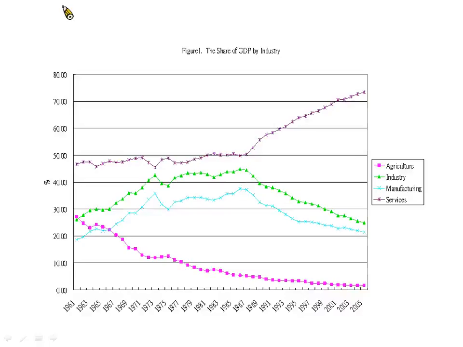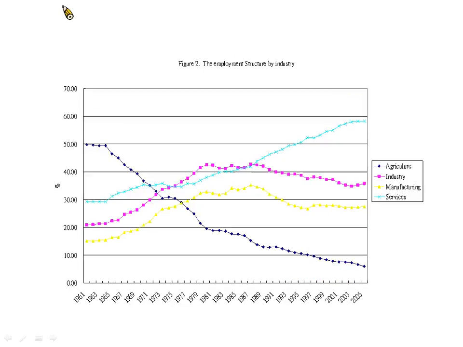The agricultural sector is declining, but after this post-industrialization process, you can see that the service sector used to be pretty stable, and then in 1986, the service sector started to increase. And that is for the industry structure.